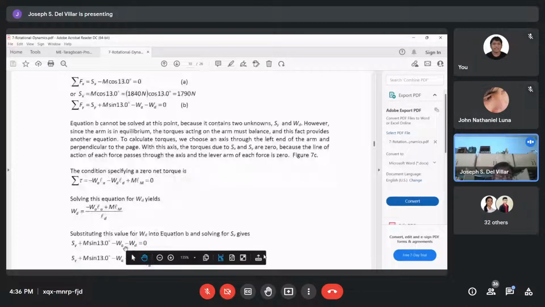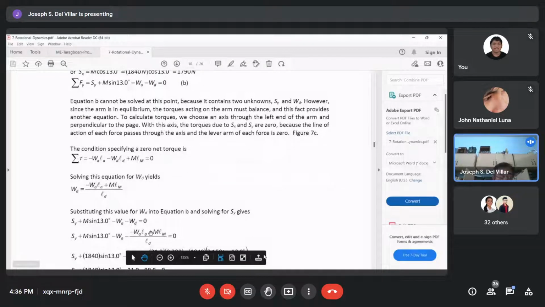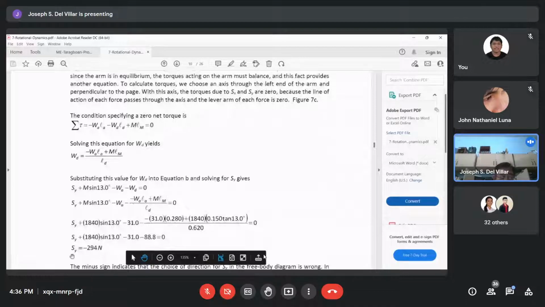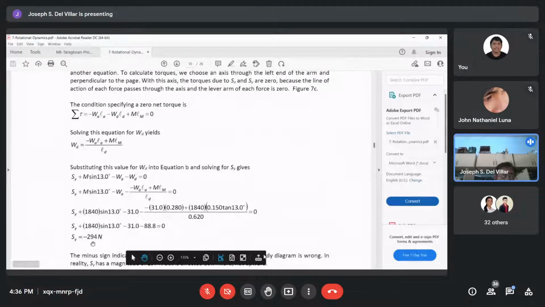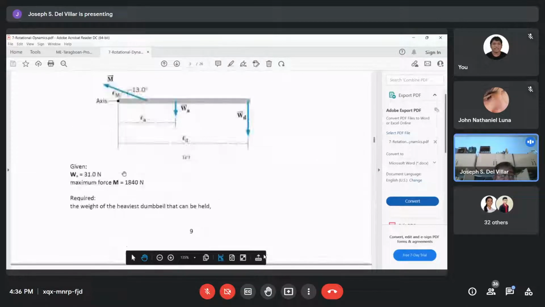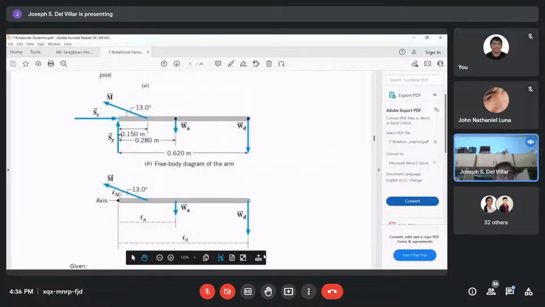Kapag nag-negative kayo sa mga variables, the magnitude is correct except that yung direction ng free body diagram, you have to reverse that. Okay? So ibig sabihin nitong SY dito, negative 294. Yung SY is 294 newtons and yet ibig sabihin nito is yung SY ay hindi dapat pataas kundi pababa. Okay? So that is S sub 1.